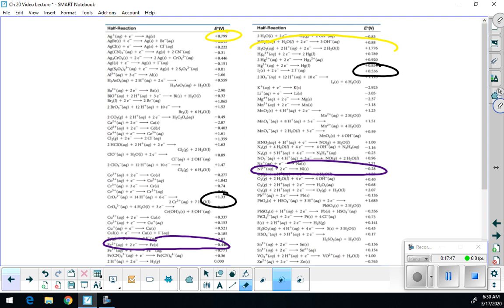In fact, I just went by it, didn't I? Okay, where's my iodine? We should know that by now. It's 0.536. And what would be my aluminum? My aluminum is a negative 1.66. Good, I think I can do the calculation now.